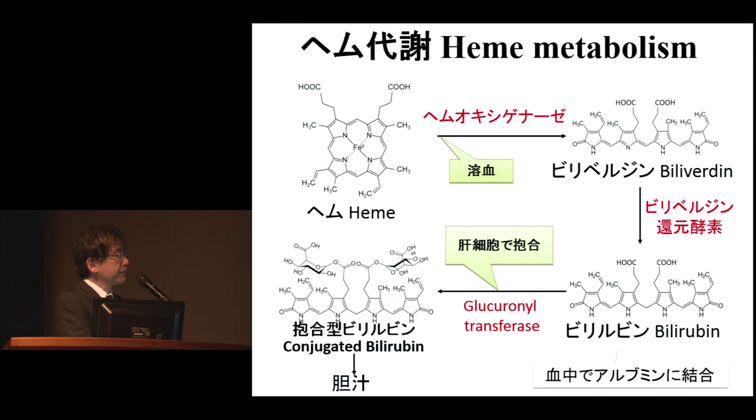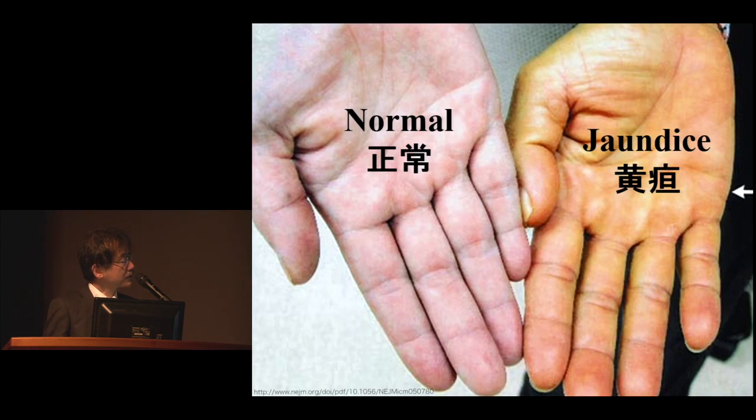Bilirubin is lipophilic, it's not water soluble. So in our blood, it's bound to albumin and transported to the liver. In hepatocytes, it is converted to bilirubin glucuronide, and this water-soluble molecule can be excreted into bile. In this metabolic flow, when hemolysis is increased or hepatic function is impaired, bilirubin may accumulate in the blood and also in extravascular tissue, and that causes jaundice.